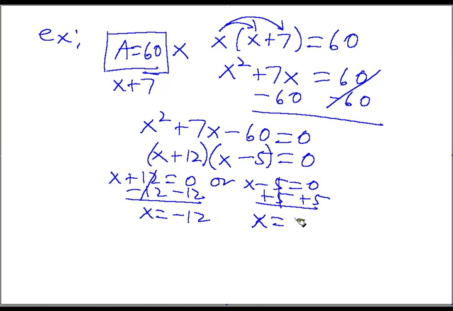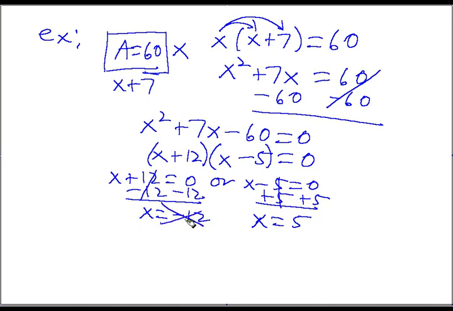So x is equal to what? Positive 5. All right? Now, I have two different answers here, and x is what? X is the width of this rectangle. Now, notice one thing about width. Can the width be negative? No, it cannot. So this answer here is not valid. So you can just cross this off.